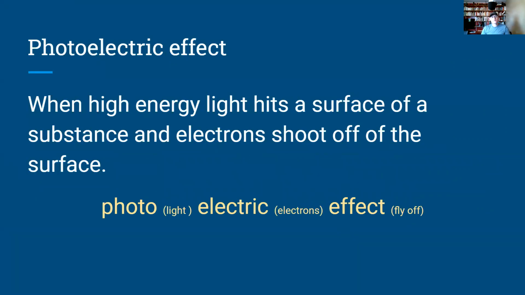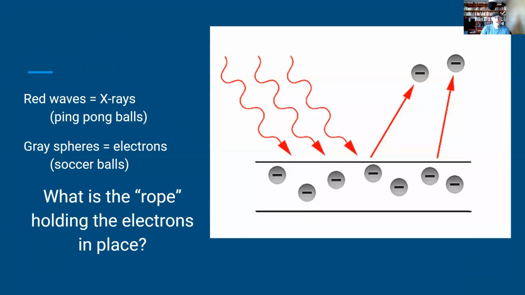Now we're getting back to the overall chemistry idea, and hopefully we'll come back to this as well. So what we've got then is the photoelectric effect. When high energy light hits the surface of a substance, electrons shoot off the surface. From the namesake, photo refers to light, electric generally refers to the electrons, and the effect itself is the electrons flying off. So when high energy light hits the surface of a substance, electrons shoot off of the surface. Here's a general picture of it. You've got these red waves coming through here.